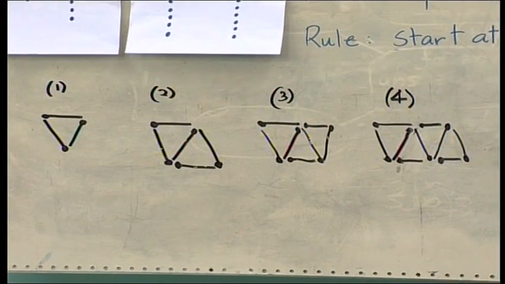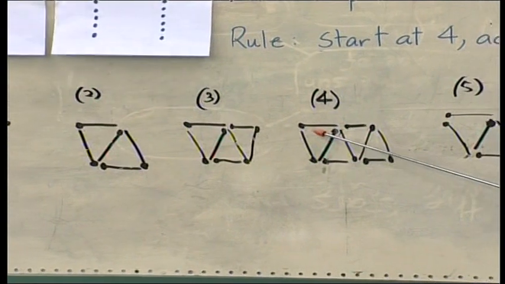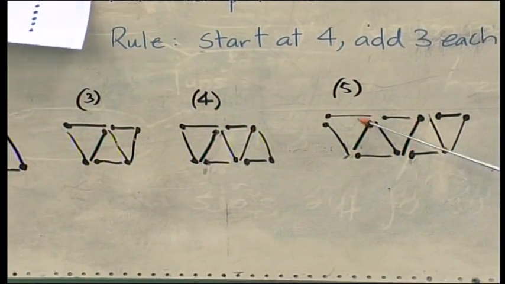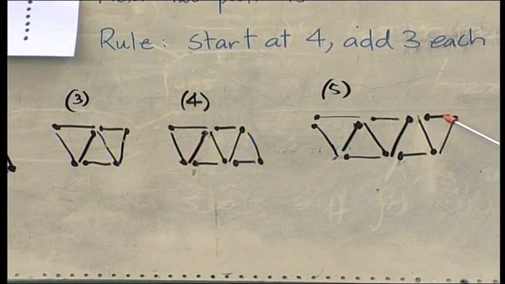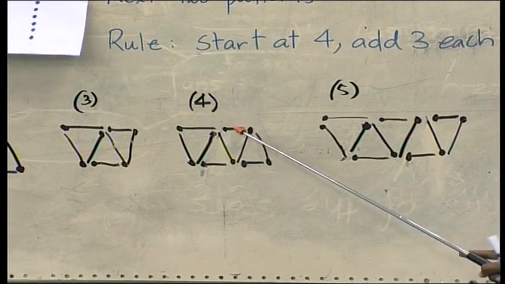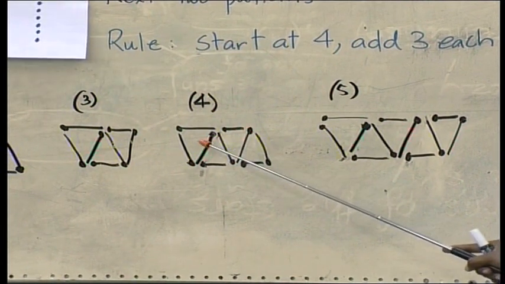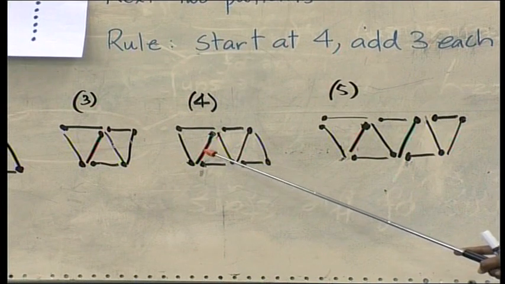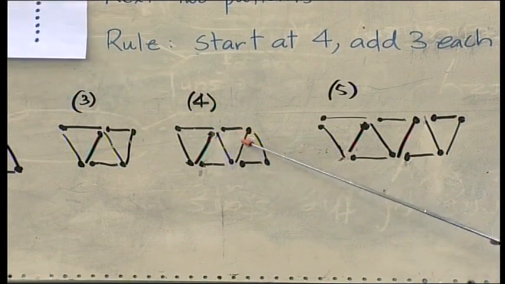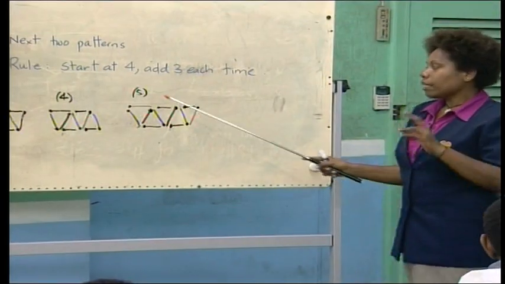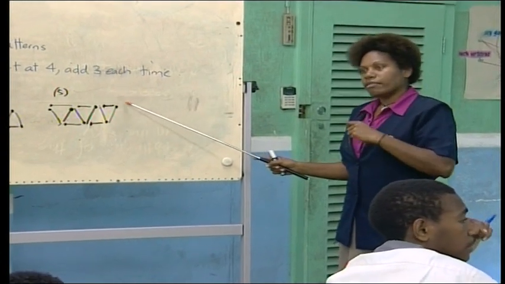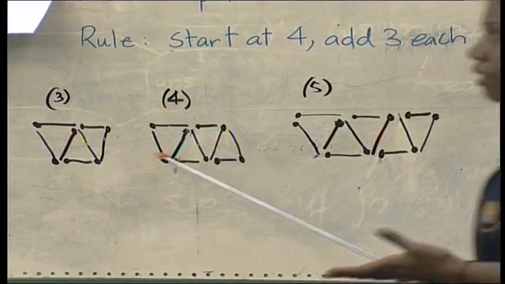So pattern 4 and 5, you should have something like this. So pattern 4, you have 1, 2, 3, 4 triangles. Pattern 5, 1, 2, 3, 4, 5 triangles. Pattern 4, how many matchsticks, receiving students? 9, 1, 2, 3, 4, 5, 6, 7, 8, 9. Okay. Pattern 5, how many? 11. 9 plus 2 is 11. Okay. So that's it.